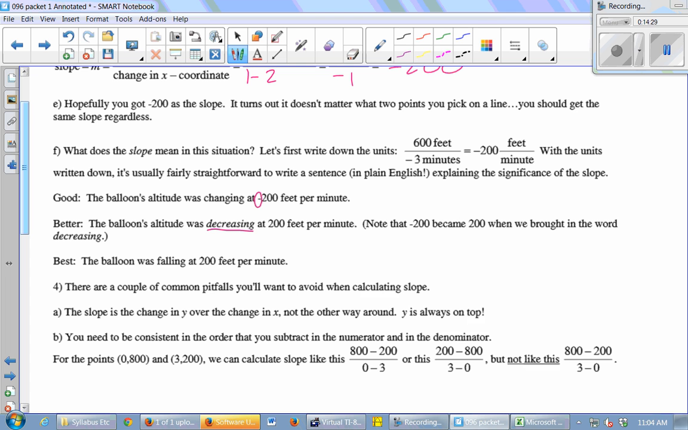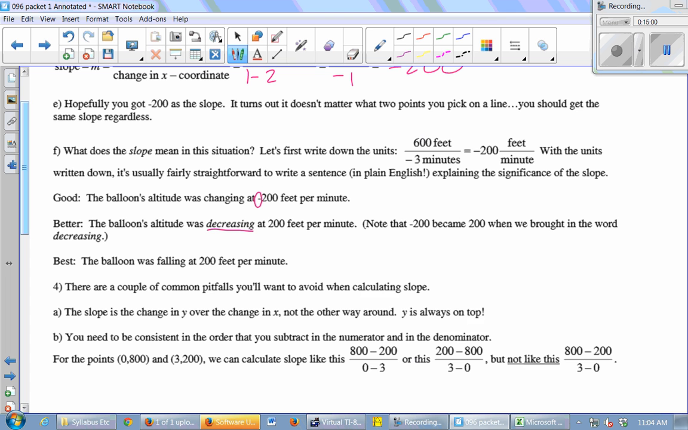I don't do both. You don't write decreasing at negative 200 feet per minute. That's like using a double negative in an English sentence, which actually reverses your meaning. You guys know what I mean by a double negative in a sentence? Can someone give me an example? I don't not work, which means I work. So you don't use the negative sign and the word decreasing, because then you've got a double negative.